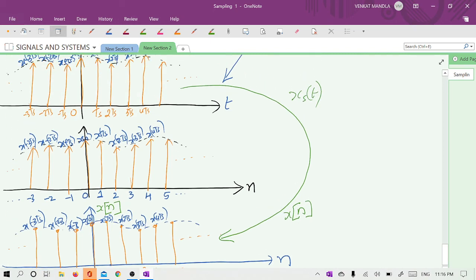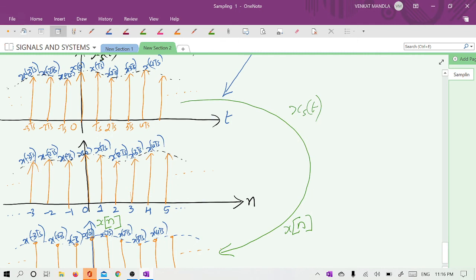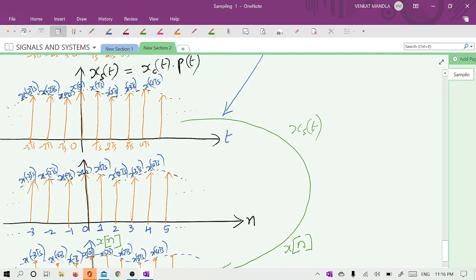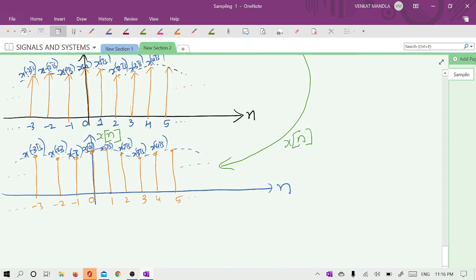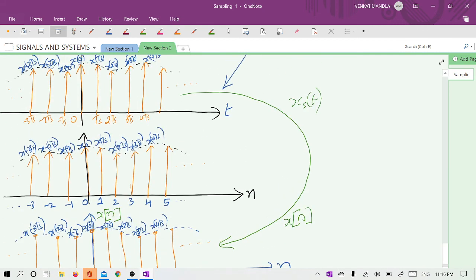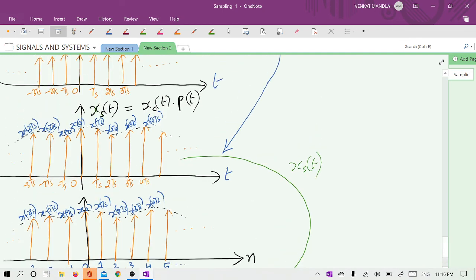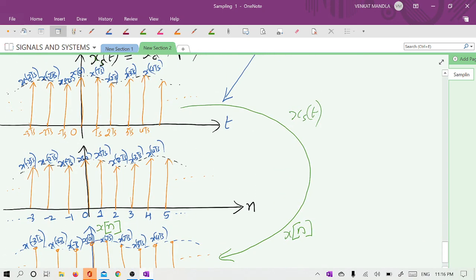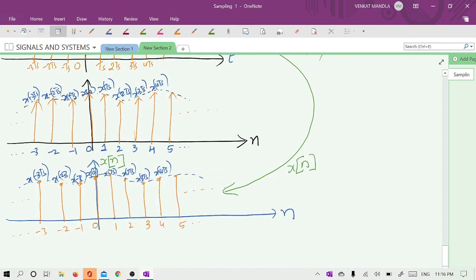Have I lost any information from here to here? This is just a conceptual jump from xs of t to x of n. I have not lost any information. I just mapped this time axis to the sequence n axis, ts to 1, 2ts to 2, 3ts to 3, and so on. And these impulses are replaced by the stems, but the values are not changed.